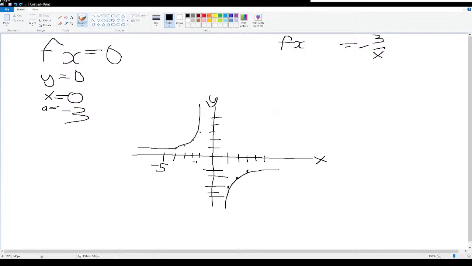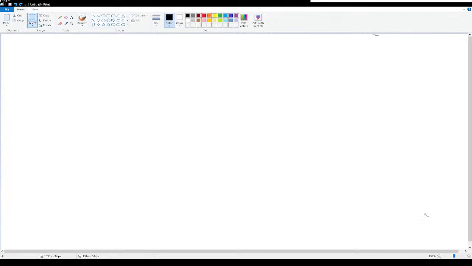Anyways, so let's remove all of this, and I'll go into the next example that someone has given me. So the next one is f(x) equals 2 over x plus 1. Okay.